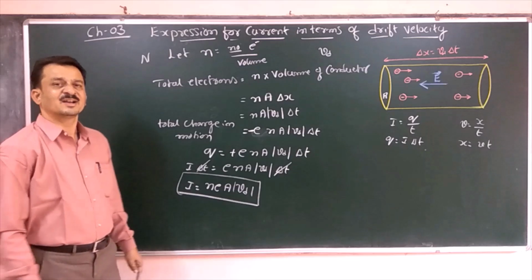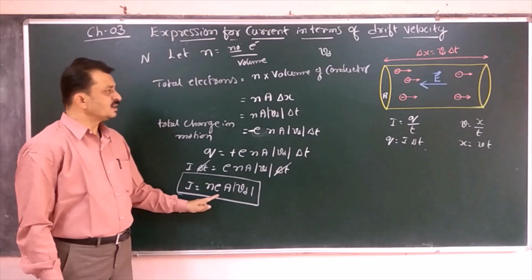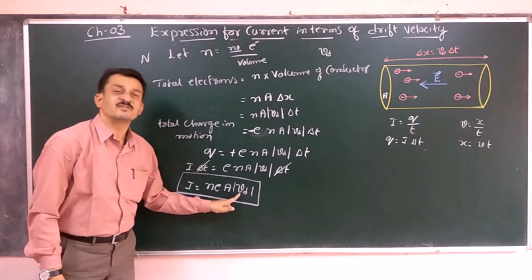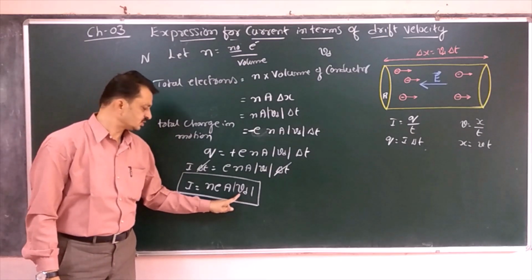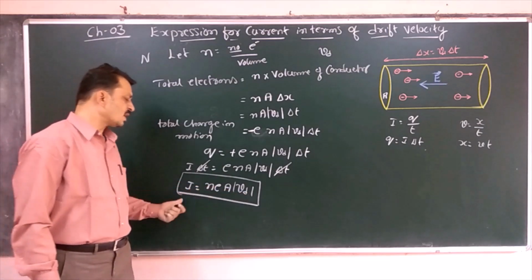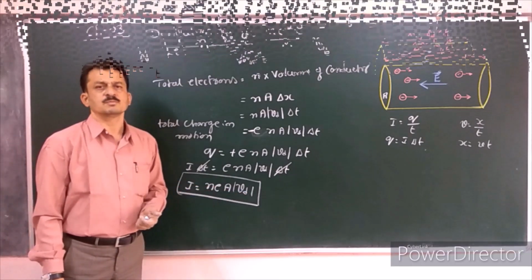That is the expression for an electric current in the case of a conductor in terms of drift velocity of the electrons. So using this formula we can calculate the drift velocity and also work out the current easily.